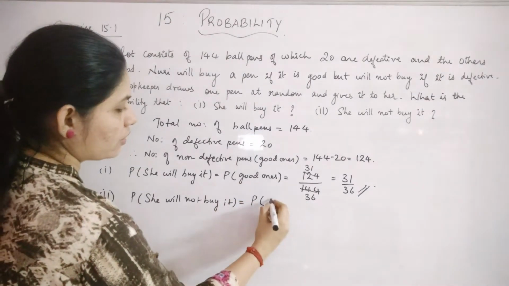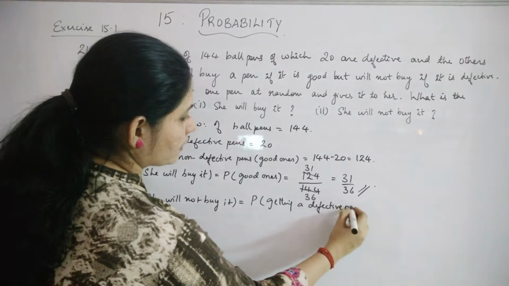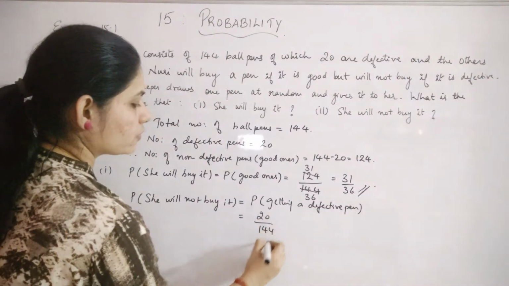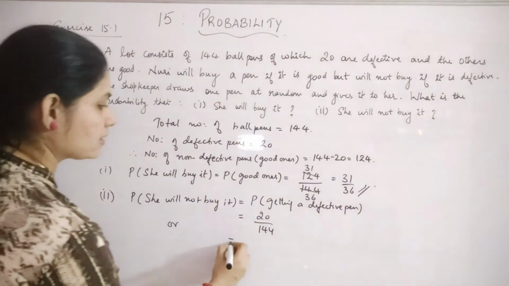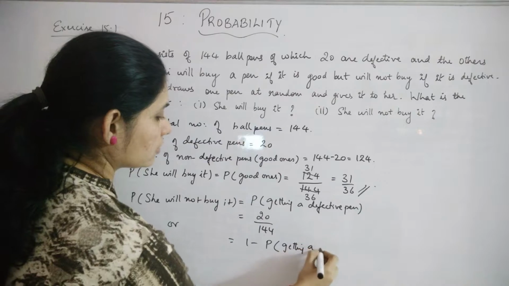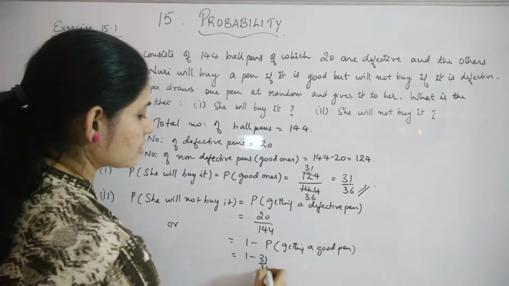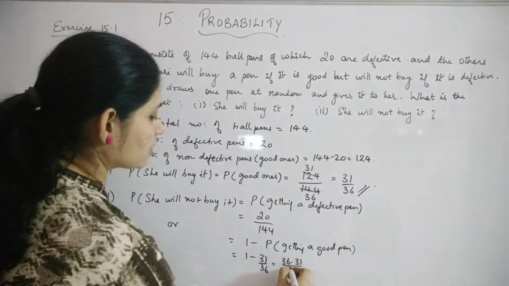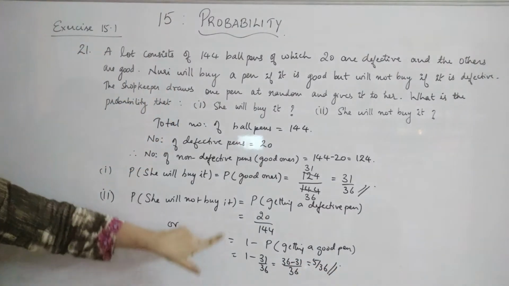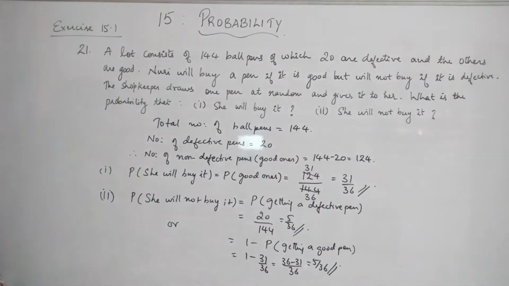It is equal to P of getting a defective pen, which is the same as 20 by 144, or you can say that it is equal to 1 minus P of getting a good pen, which is 1 minus 31 by 36, which will give you 36 minus 31 by 36, which is 5 by 36. So this is one way, or you can follow this, which is the same as 5 by 36 also. So you can use either of the methods. Okay.